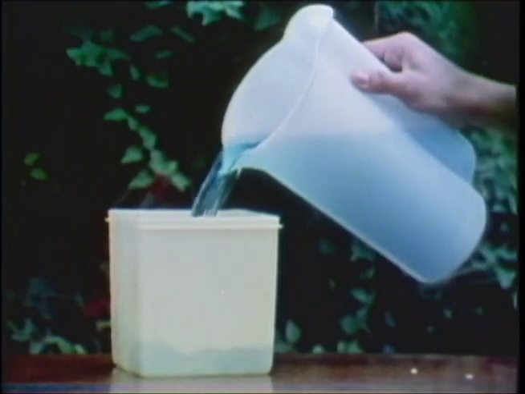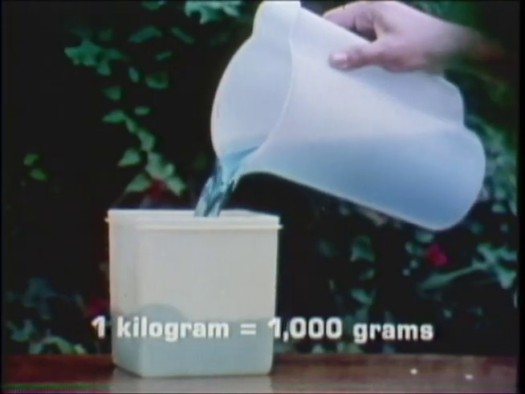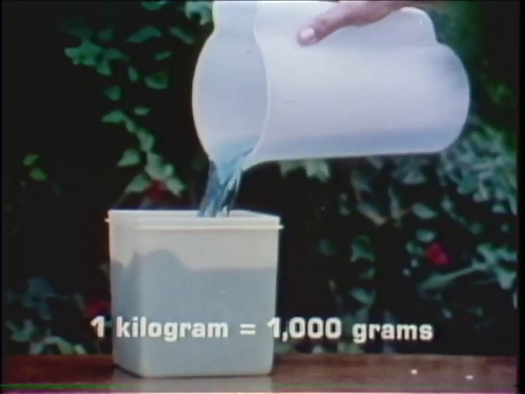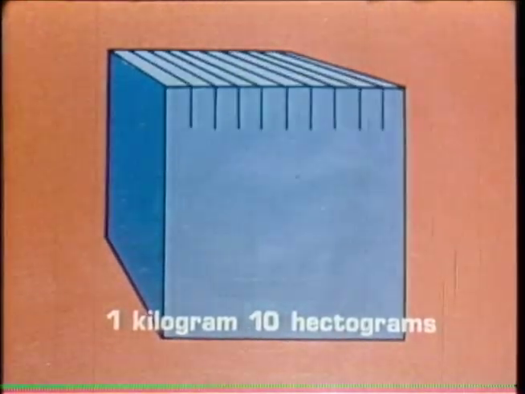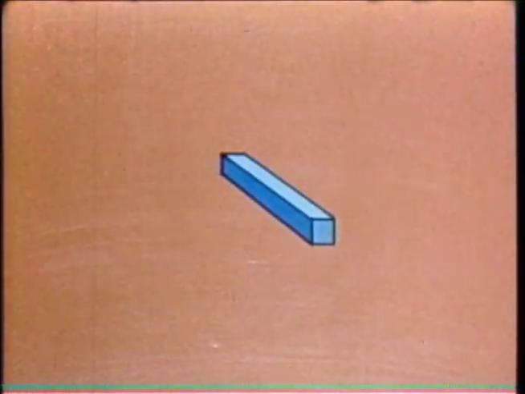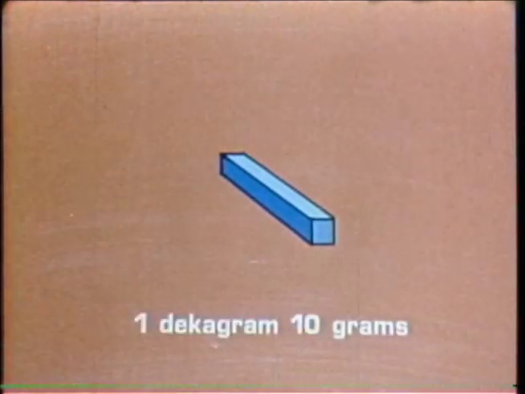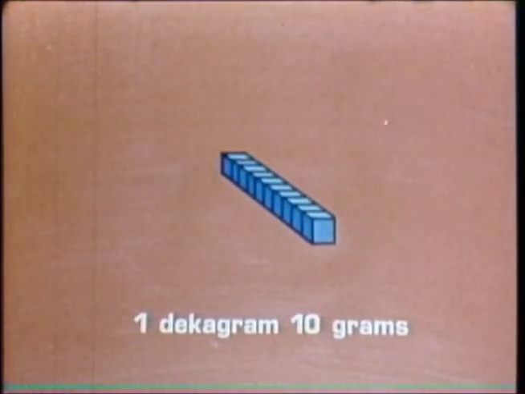There are 1,000 grams in 1 kilogram. 1 liter of water weighs 1 kilogram. 1 kilogram is the same as 10 hectograms. 1 hectogram is the same as 10 decagrams. 1 decagram is the same as 10 grams. 1 gram is the same as the weight of 1 milliliter of water.